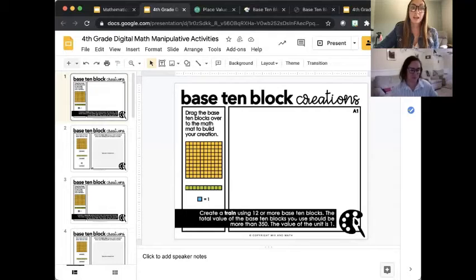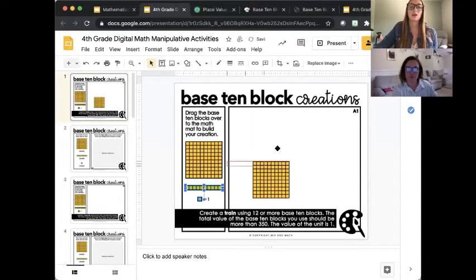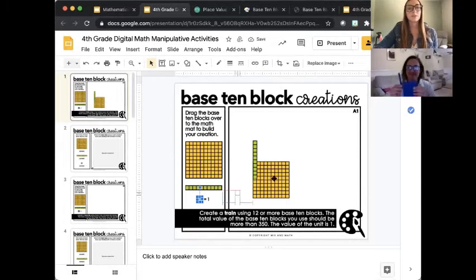So this is just a challenge. Let's see how many hundreds I can use. Let's see how many tens I can use. Maybe adjust it to make a little choo-choo train. There you go. Maybe I put a window for the conductor in there, but maybe I need a little bit more than just one. So I need to make sure I'm keeping track of those numbers too.